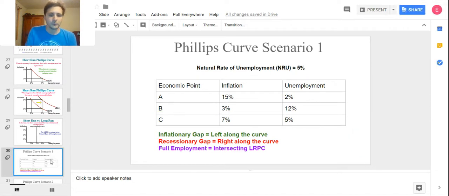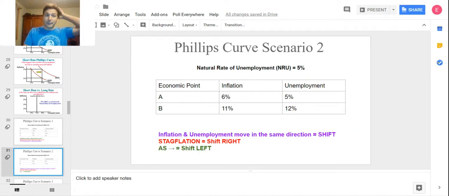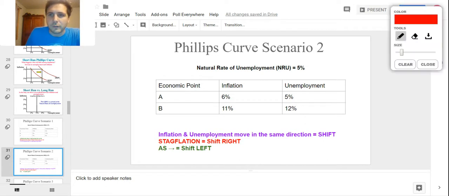Let's try out another one. Okay, next up, we're going to look at what stagflation looks like on the Phillips curve. So let me go ahead and draw this out for you.